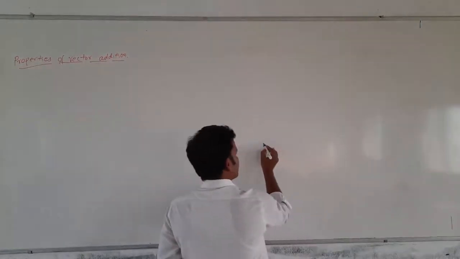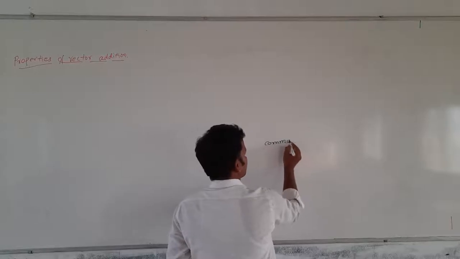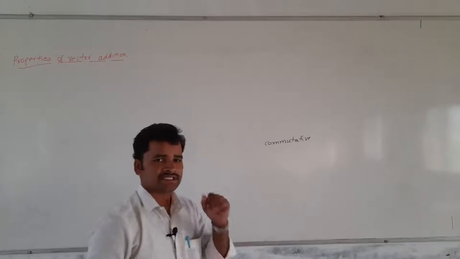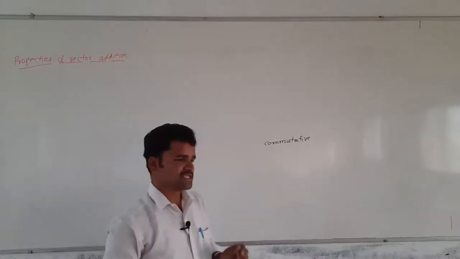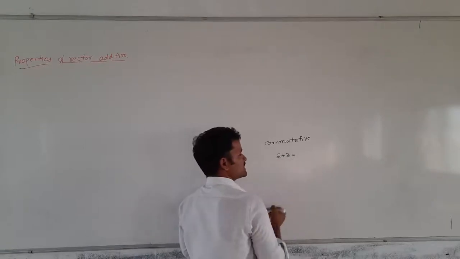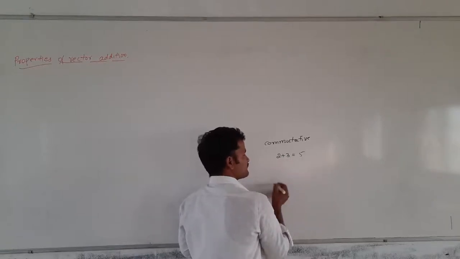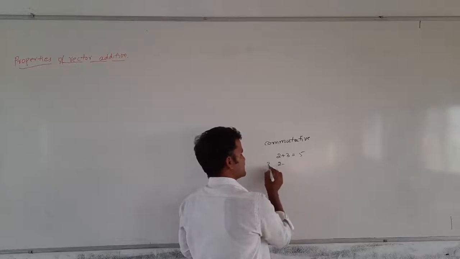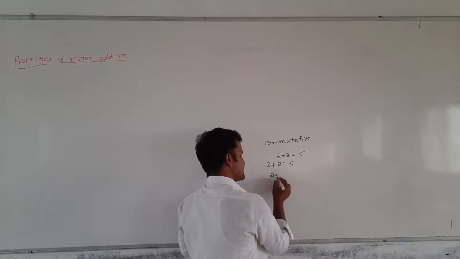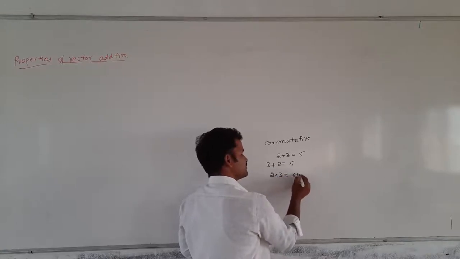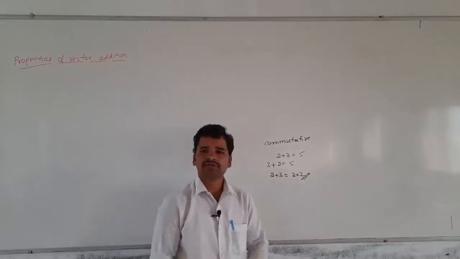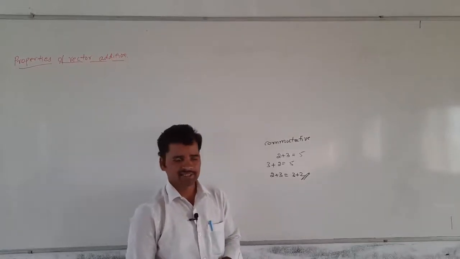See, commutative property: addition of two real numbers satisfies the commutative property. What does it mean? As I explained in the previous class, 2 plus 3 is 5. In the same way, 3 plus 2 is also 5. So, what can I write? I can write 2 plus 3 is equal to 3 plus 2. This is nothing but the commutative law. In simple words, I am explaining.